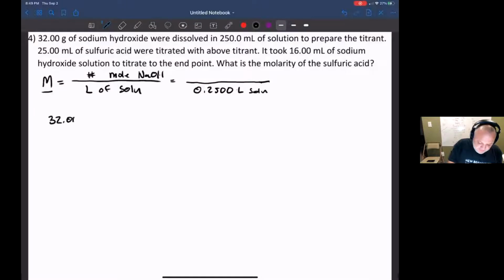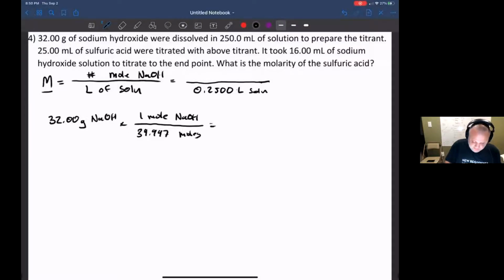and I'm just going to use the molar mass and the mass that's given because that's how I convert to moles. So this is very straightforward, from previous examples of converting grams to moles. I think the molar mass is 39.997, and so I get 0.8001 mole of sodium hydroxide.